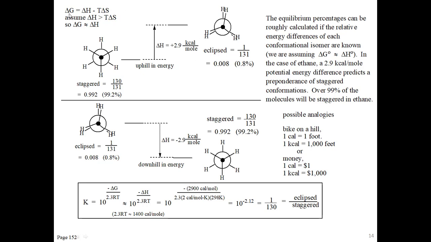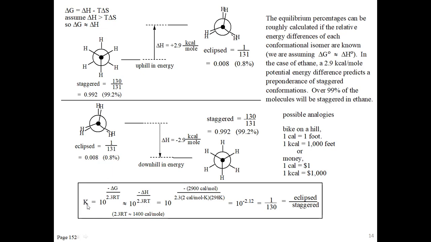So our assumption is going to be that delta G is the same as delta H. We're going to assume that T delta S is small compared to delta H. So that's a common assumption. It's not always true, but at room temperature is oftentimes true. Right? So then we can come down here and use this equation.